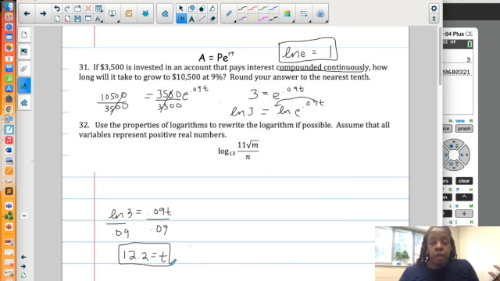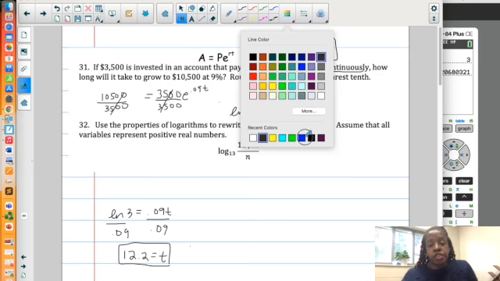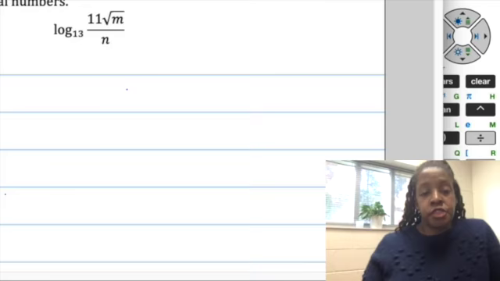Happy saving. All right, using the properties of logarithms, let's rewrite this logarithm if possible. I want you to remember how we deal with multiplication, division, and powers of logarithms, and that's how we're going to expand. I'm going to write this answer in blue so it doesn't contradict with this answer here.